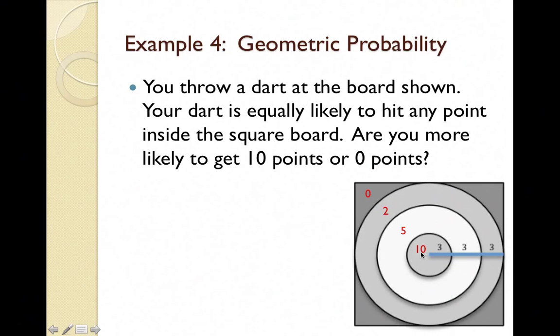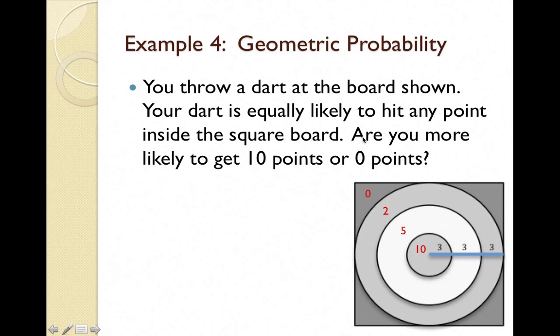And I apologize, I did not label the points on your page in your guided notes, so you may want to label that as 10, and then the next ring is 5, and then 2, and then if you're outside of the rings, you get 0 points. Okay? You can also see here, even though it may not look exactly to be the case, we're assuming that each ring is 3 units wide.